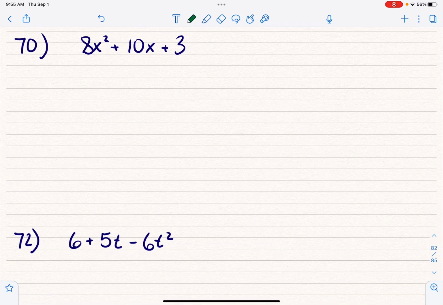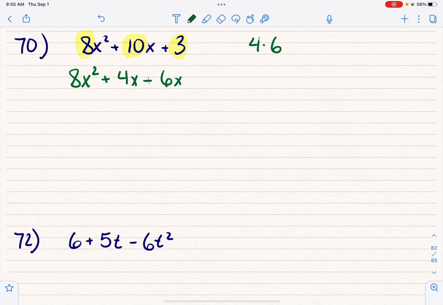8x squared plus 10x plus 3. Again, when we multiply this and this, we get 24. Factors of 24 that add up to be 10, that's easy. 4 and 6. So I go 4 times 6 is 24, 4 plus 6 is 10. So I go 8x squared plus 4x plus 6x plus 3. That's how this works. Okay?